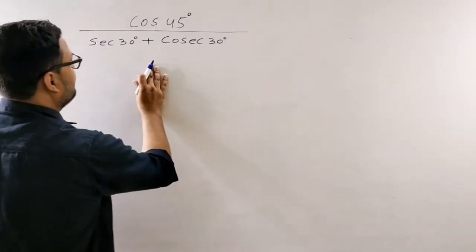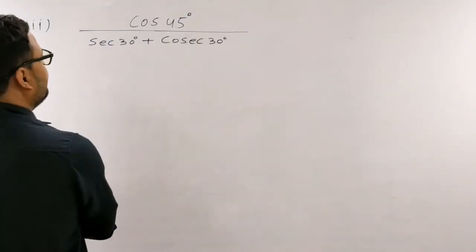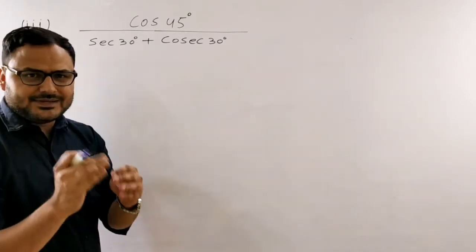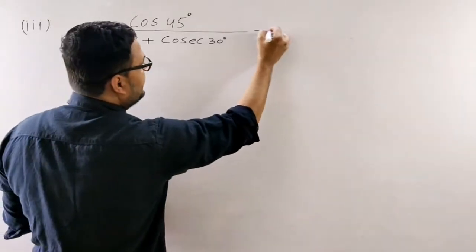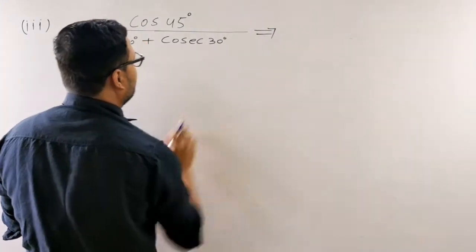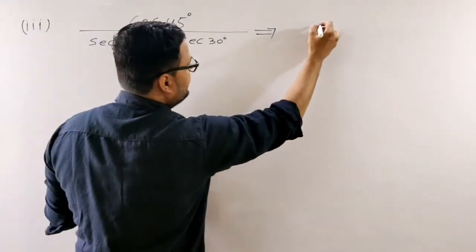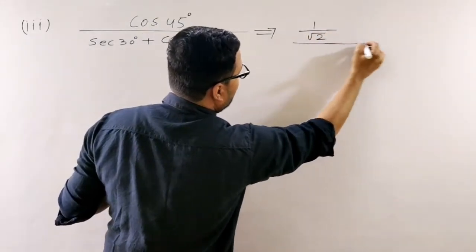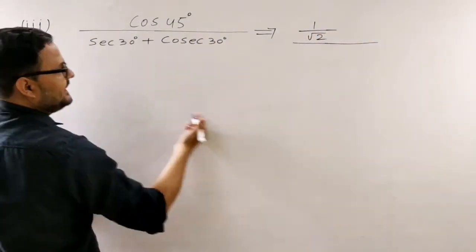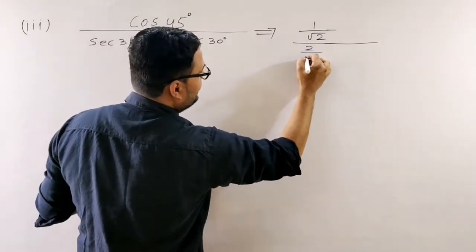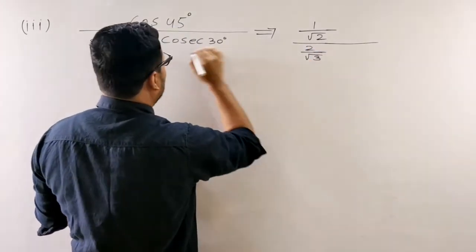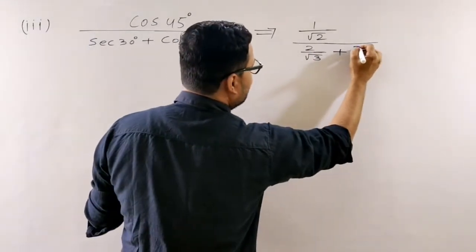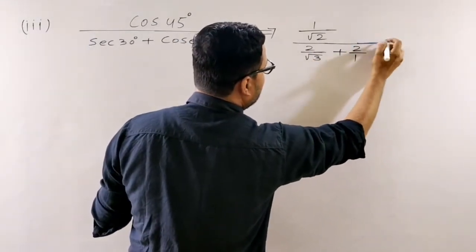Question number 3. Cos 45 divided by sec 30 plus cosec 30. This is going to be a little bit long, so I will start from here. Cos 45 is 1 by root 2, and divide sec 30 is 2 by root 3, and plus cosec 30 is 2. So 2 I can write simply as 2 by 1.